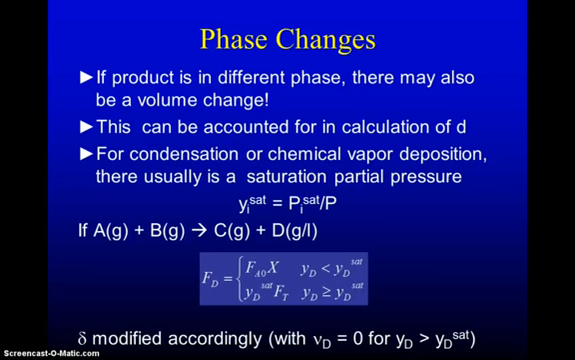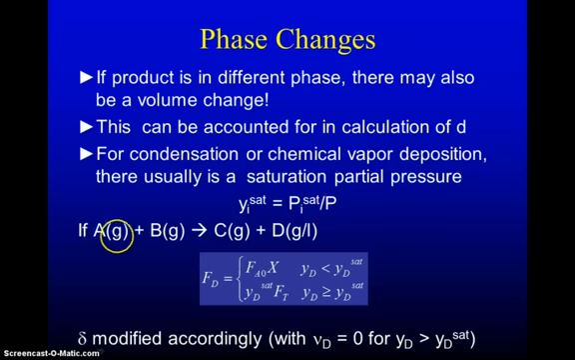One of the things that isn't quite worked out in this formulation is what happens if there's a phase change. If there's a phase change, there might be a volume change, and we can account for that in the value of delta that we use. For example, if there's condensation or chemical vapor deposition, there will be a saturation partial pressure, meaning that once the concentration of that species in the gas phase reaches that mole fraction, it's going to condense.